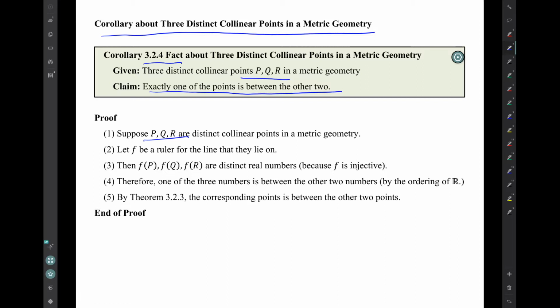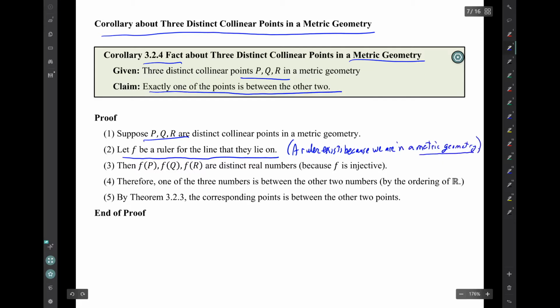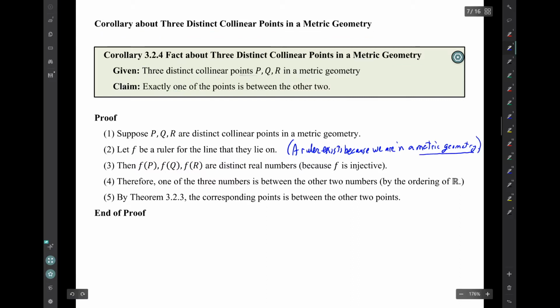Well, since they're collinear, there's a ruler for the line that they lie on. We can just say, let f be a ruler. Such a ruler exists because we are in a metric geometry. Remember that one of the defining characteristics of a metric geometry is that every line has a ruler.